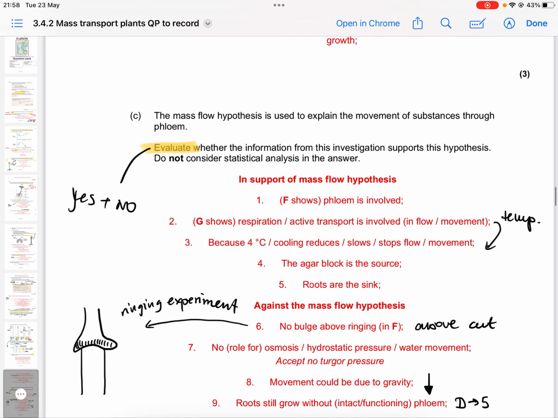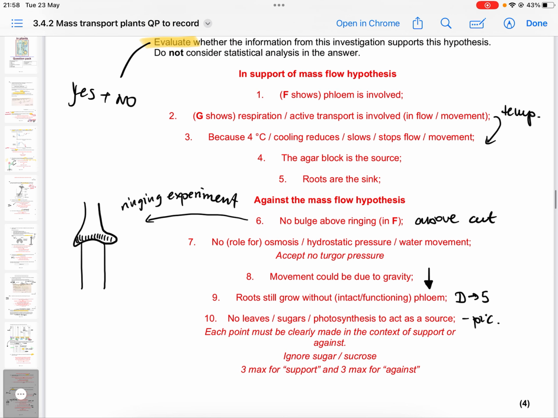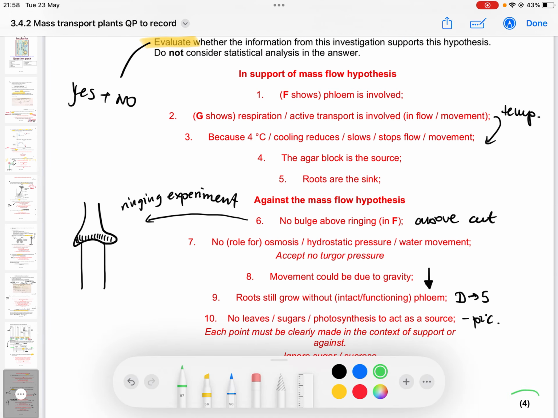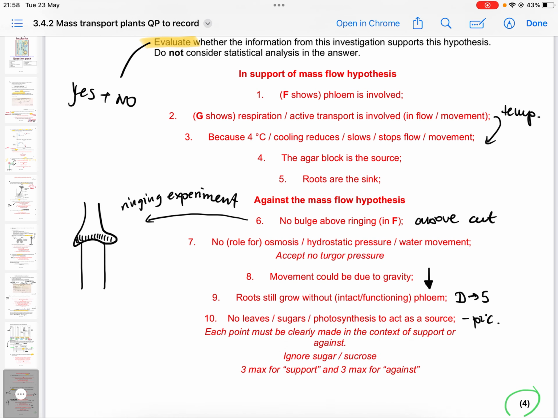Question C then, probably the most difficult question in the setup, we needed to evaluate. In evaluate questions, we're normally getting 4 marks, so you can see here the full marks are 4 for this question, and you always need to put 2 for and 2 against, so you need to be balanced. You wouldn't get marks if you just went for one of the aspects. It has to be a spread here. So what we've got to support this conclusion, as we've said, is that the phloem is involved.